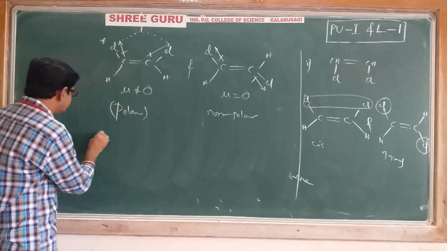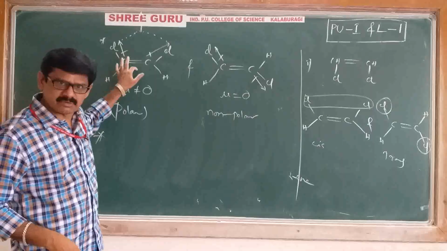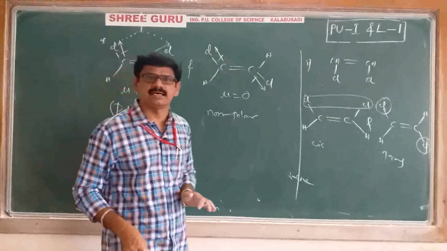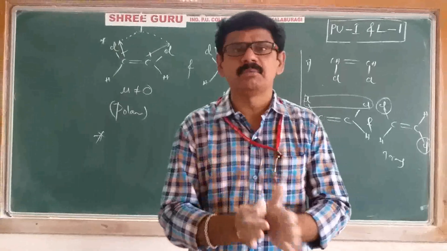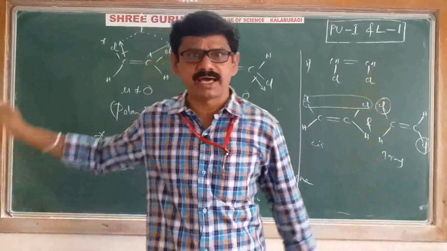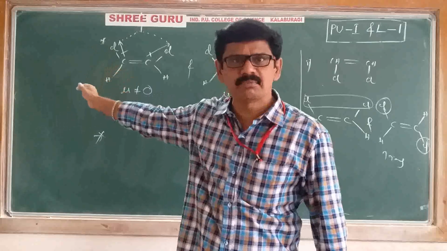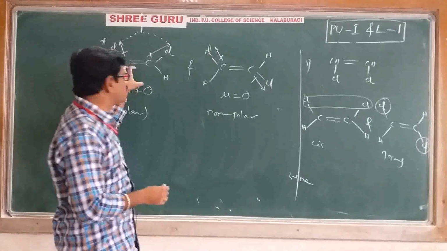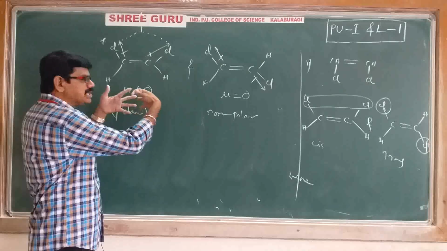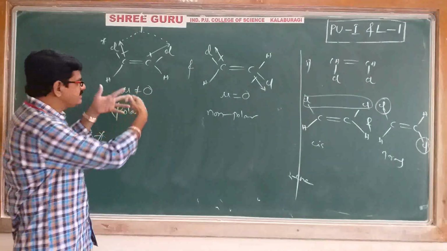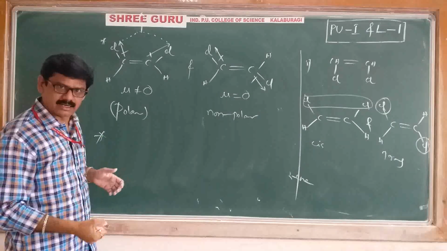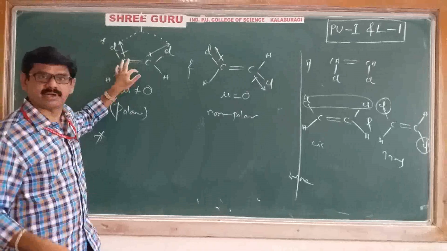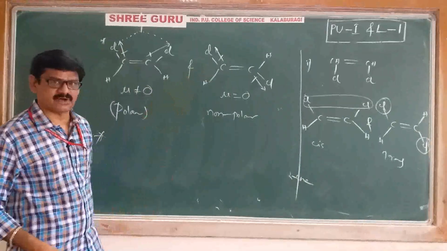Next, being a polar molecule, remember, the cis form has a higher boiling point than the trans form. Why does the cis form have a higher boiling point? Because of polarity, the intermolecular attraction forces are more, they are strong. Because of strong intermolecular attraction forces, the boiling point of the cis form is more than the trans form.